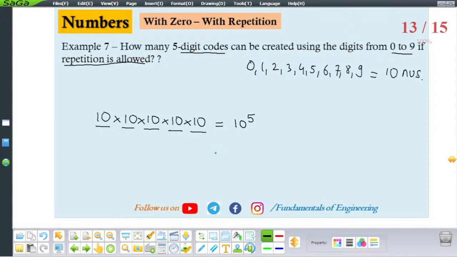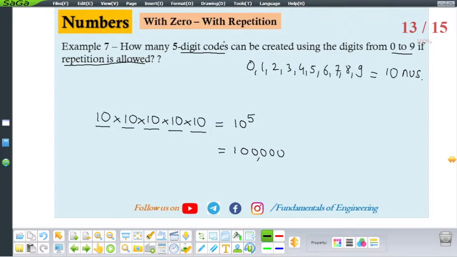So 10 raised to 5, what is the answer? We have to write 1 followed by 5 zeros: 1, 2, 3, 4, 5. That is our final answer. So 1 lakh 5-digit codes can be created by using the digits 0 to 9 if repetition is allowed.